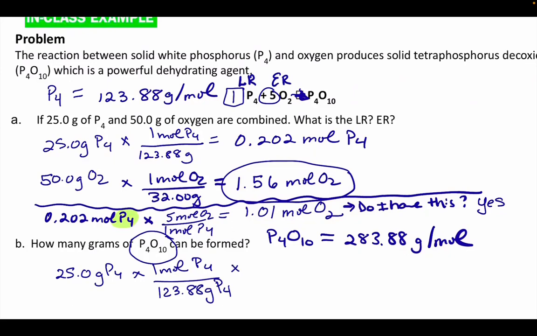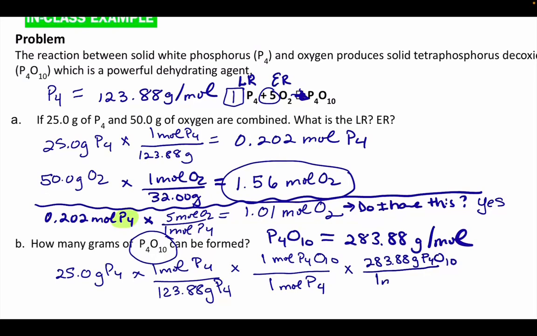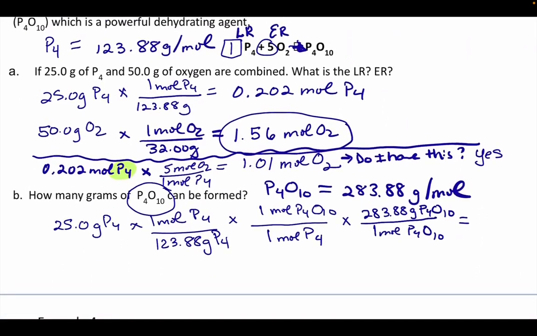And then I'm going to do my mole-mole ratio. And there's 1 mole of the compound P4O10 for every 1 mole of P4. And then I'm going to use the molar mass, which I previously calculated. So you can see the main takeaway here is once you know which one is the LR, that's the one you always want to start with. And then that determines how much of this product I'm going to make.